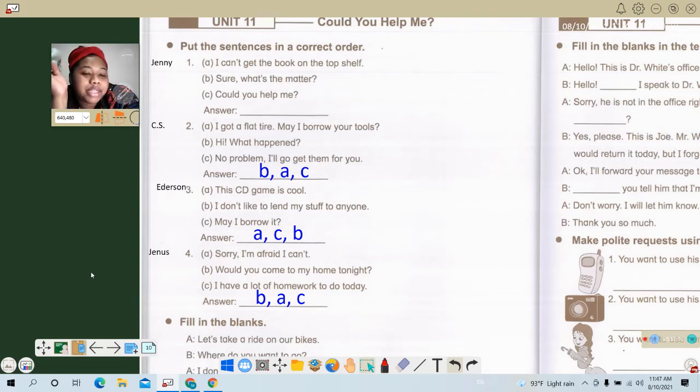Sorry, I'm afraid I can't. I have a lot of homework to do today. It's like saying, no, I can't, because I have a lot of homework to do today. Okay? So the sorry needs to go first. You don't say, I have a lot of homework to do. Sorry, I can't. It's a little bit weird.